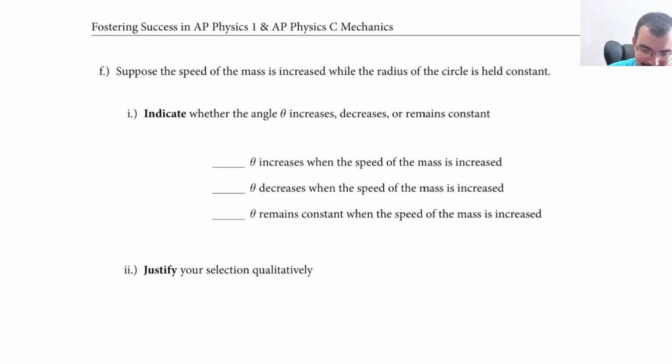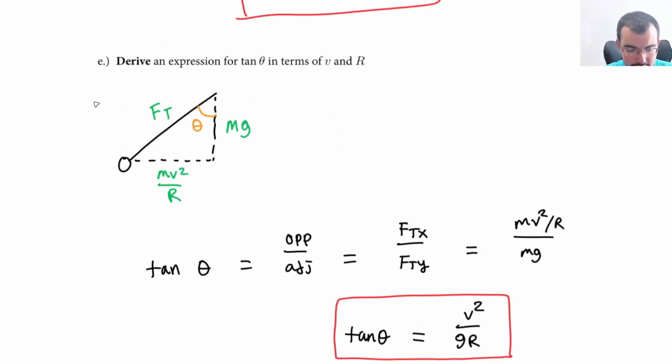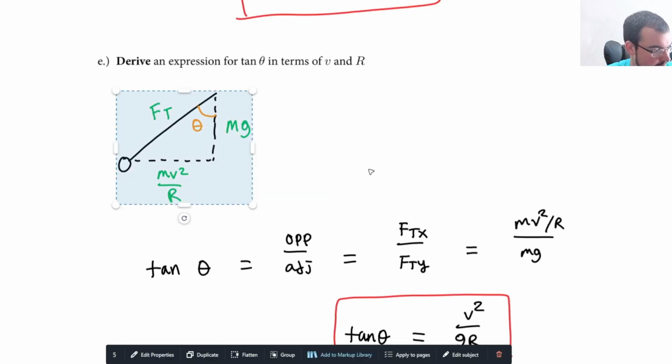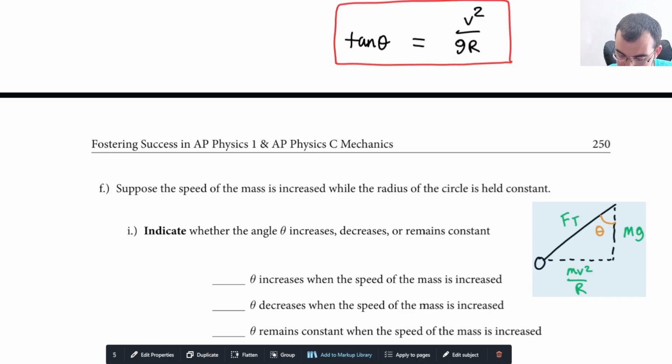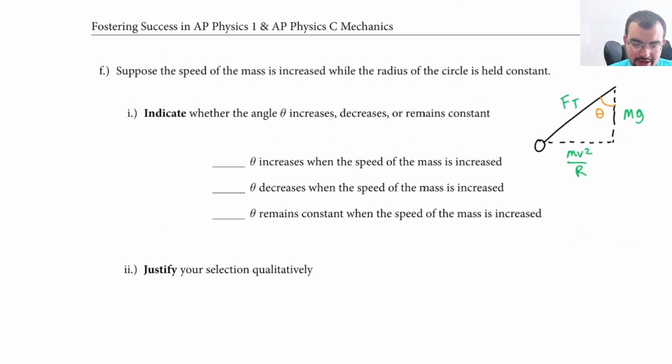Suppose the speed of the mass is increased while the radius of the circle is held constant. Indicate whether the angle theta increases, decreases, or remains constant. So over here, this is sort of our governing triangle. So we said that we are increasing the speed while maintaining the radius of the circle. So what's happening is that we are increasing the speed. So we're increasing the required centripetal force.